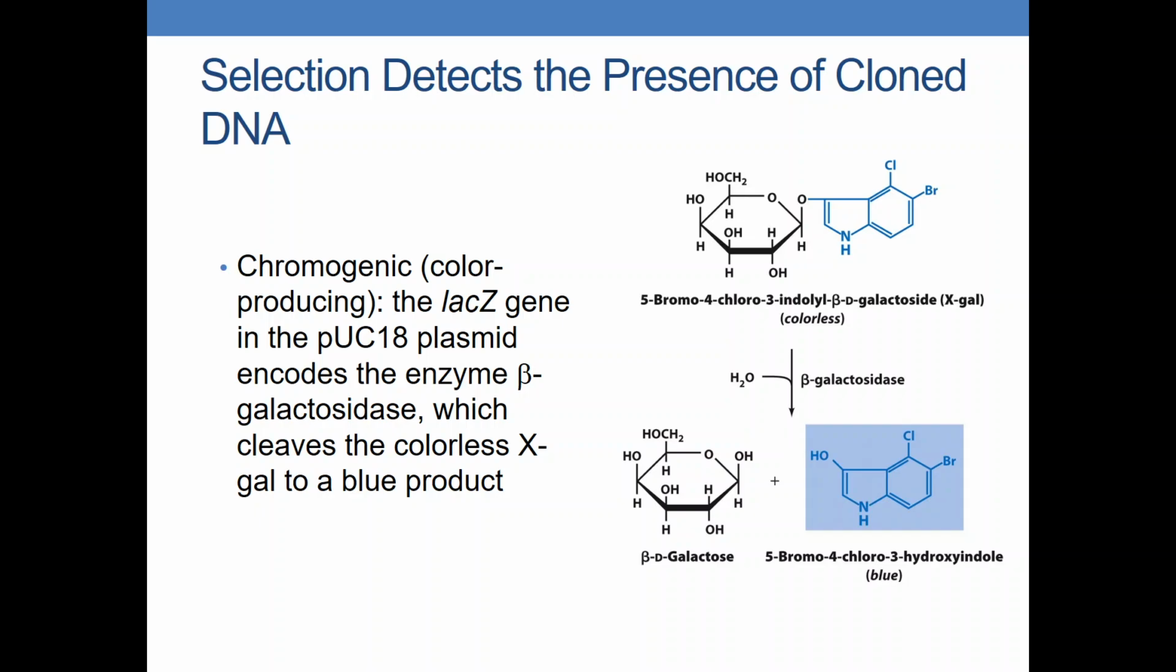And so you would choose the non-blue colonies if you wanted to select for the properly inserted DNA. You remember we inserted our DNA right in the middle of that LAC-Z gene. So if you had proper insertion, your colonies should not be blue, because you should not have active beta-galactosidase.